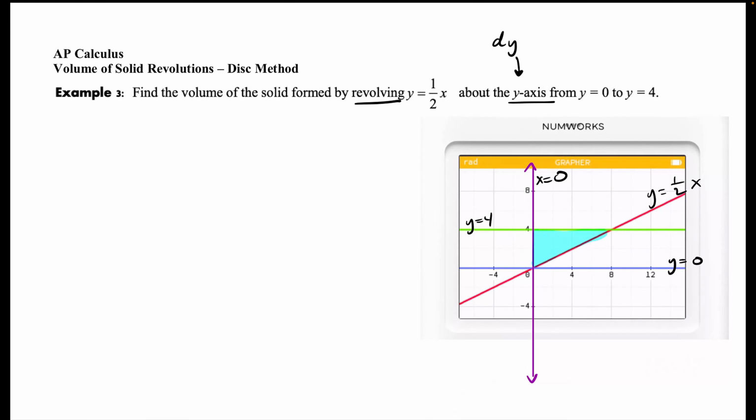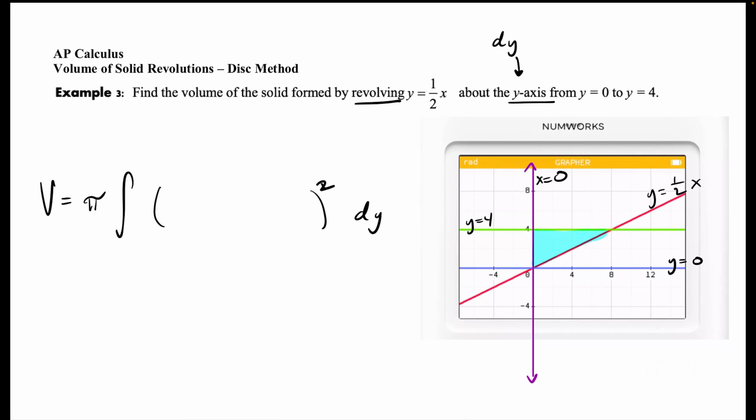Okay, so let's set up our integral. Why did I put a to b? And then dy. Okay. What are the bounds? 0 to 4, yeah, 0 to 4.